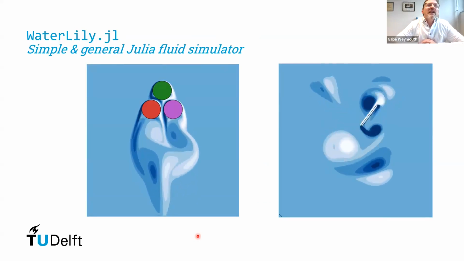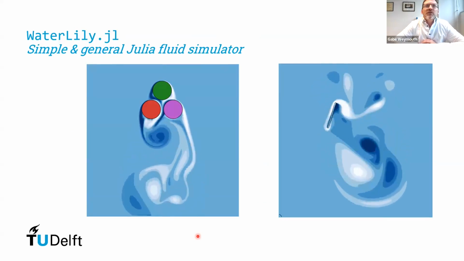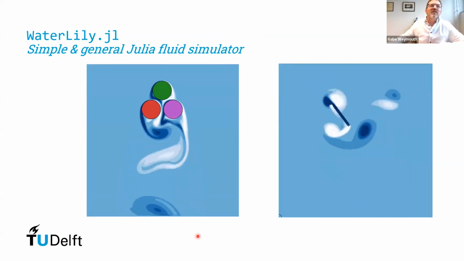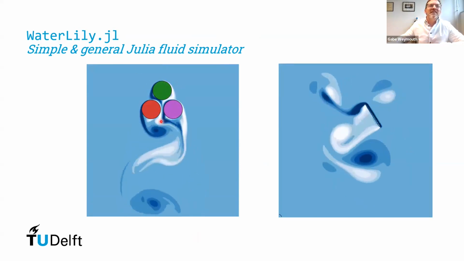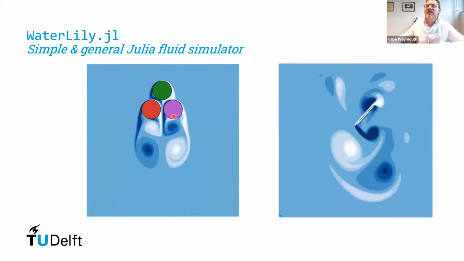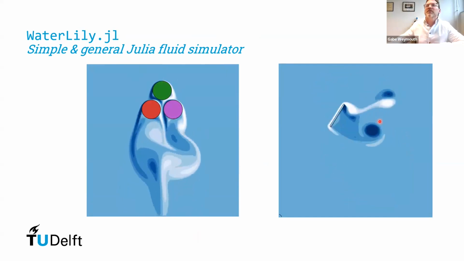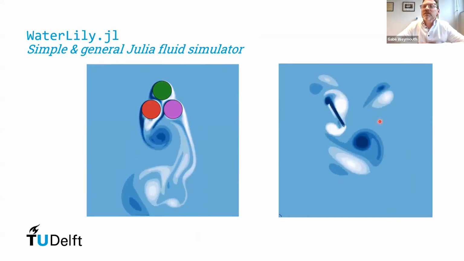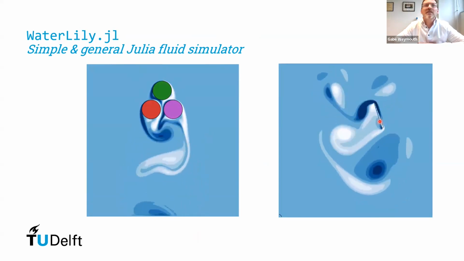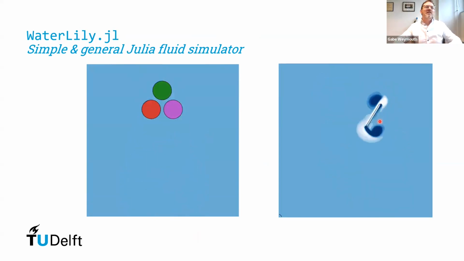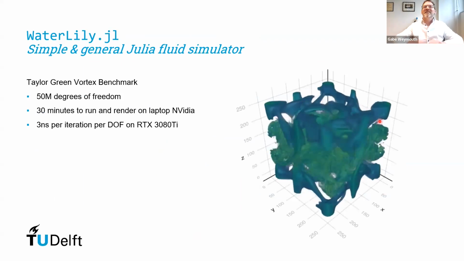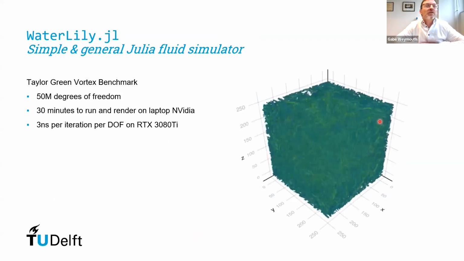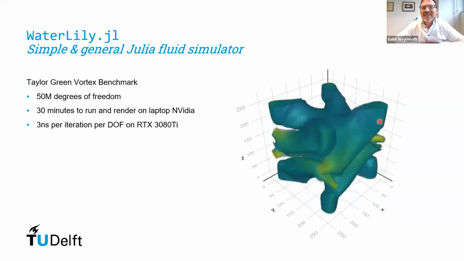Waterlily.jl is a simple and general Julia fluid simulator. So this is the Julia logo here that we're calculating the flow on top of, or here's a dynamic version of Marin's test case, where instead of just an accelerating plate, we're doing an oscillating plate. And this solver, written totally in Julia, 100%, is very, very fast.